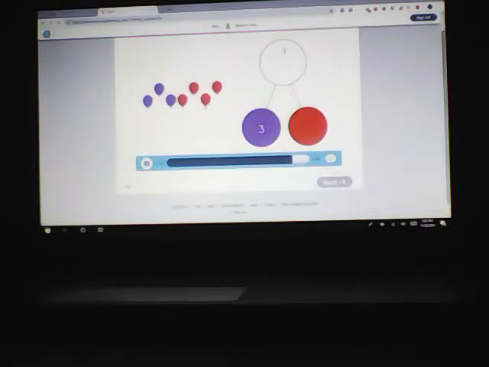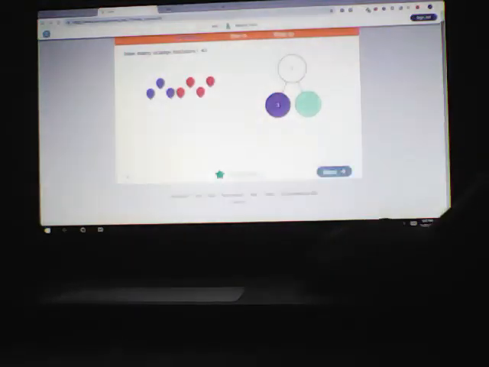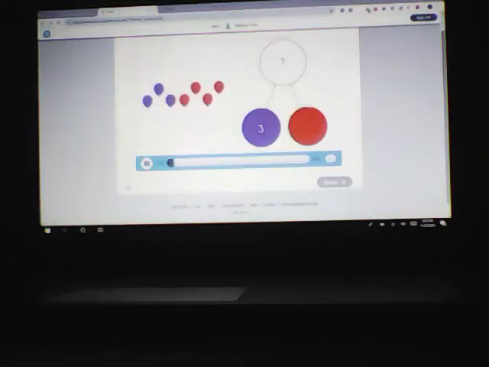How many orange balloons are there? Write your answer in the number bond. I have 4 orange balloons, so 4 goes here. 4, 5, 6, 7. There are 7 total balloons.